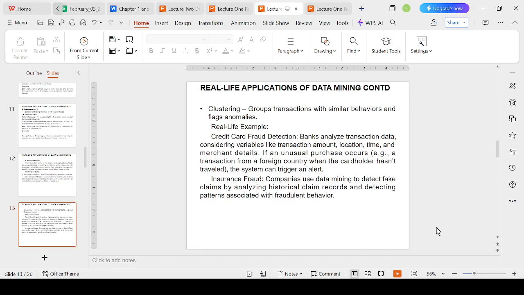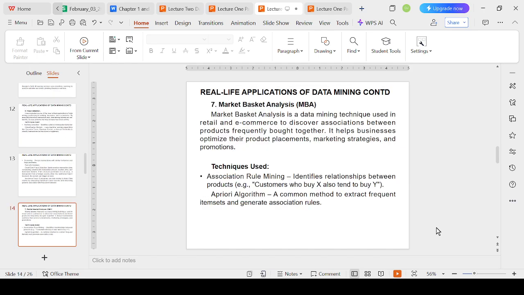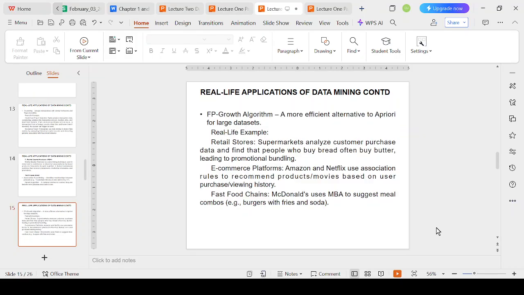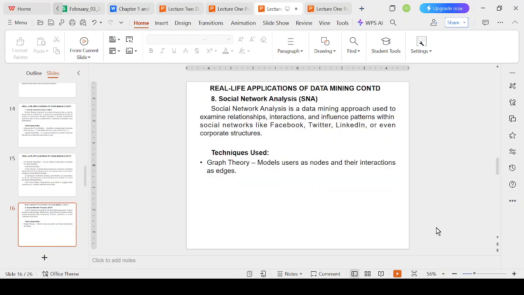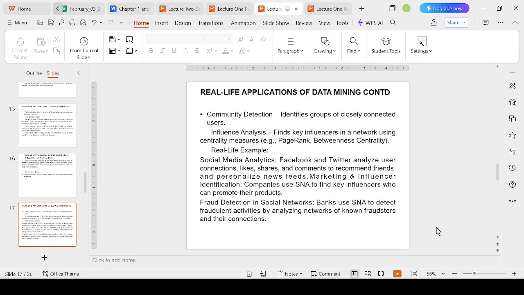Still on fraud detection, these are the different algorithms that can be used. Market basket analysis: association rules identify relationships between products. Social network analysis: a data mining approach used to examine relationships, interactions, and influence patterns within social networks like Facebook, Twitter, LinkedIn, or even corporate structures. Graph theory models users as nodes and their interactions as edges.